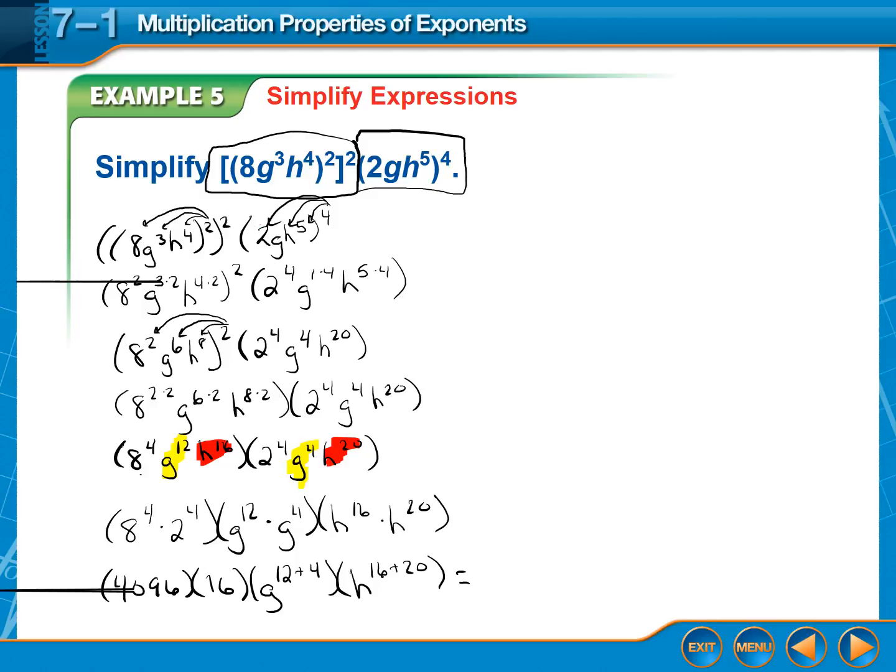So my final answer, when I multiply 4,096 times 16, I get 65,536. And g, when I add 12 and 4, I get g to the 16th power. h, I add 16 and 20, I get h to the 36th power. So taking that original expression and simplifying it all the way down gives me an answer of 65,536 g to the 16th, h to the 36th.